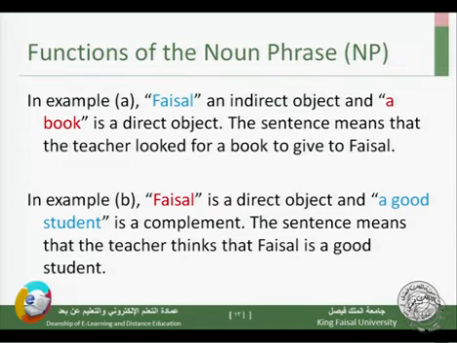In example B, Faisal is a direct object, so we only have one direct object here in B. So Faisal is a direct object, and a good student is a complement. Okay, a good student is a complement. As we said, the meaning of the sentence is that the teacher thinks that Faisal is a good student.